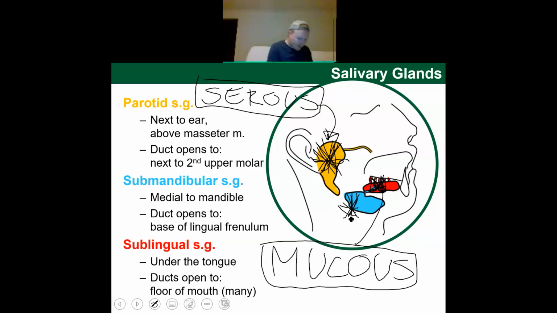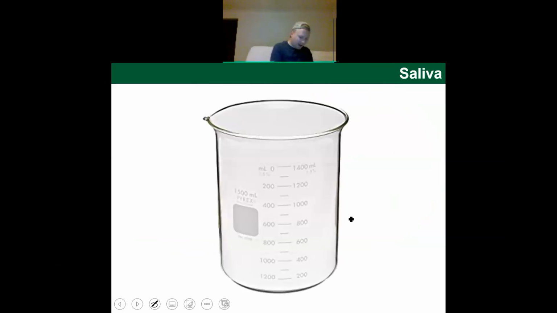And often I ask my students, how much do you salivate in a day? How much saliva do you produce? Well, it's actually more than most of us end up thinking. It's about 1.5 liters. So I think it's a little more than one of these cups. That would be about a liter here. So it's quite a bit of saliva that we produce.